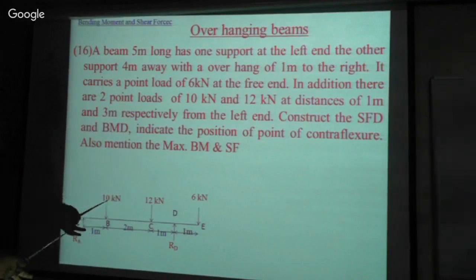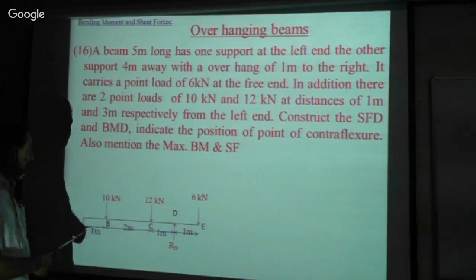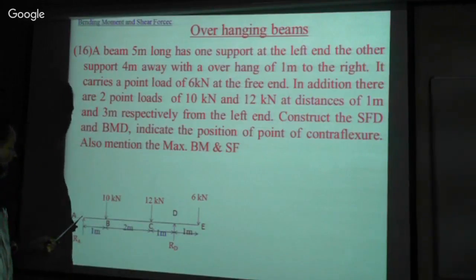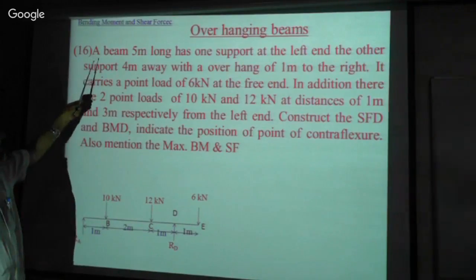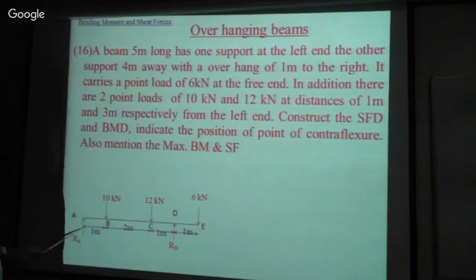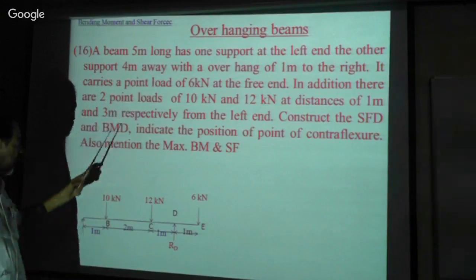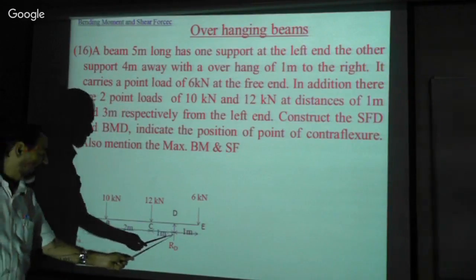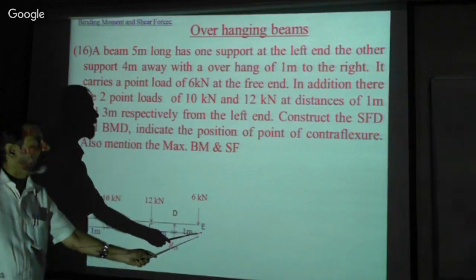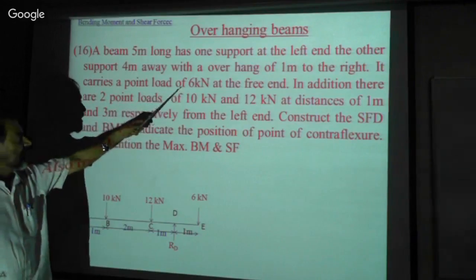Then you must understand very clearly that this is an overhanging beam. Now see, a beam 5 meter long has one support at the left end, the other support 4 meter away, and with an overhanging of 1 meter to the right. It carries a point load of 6 kilonewton at the free end.